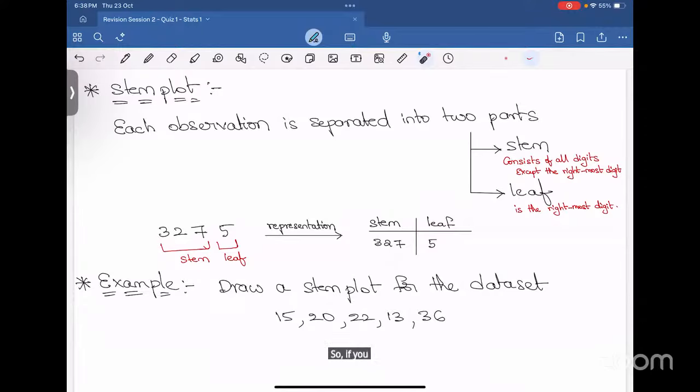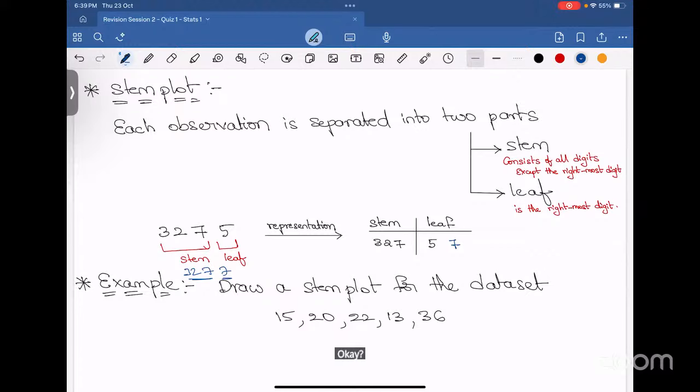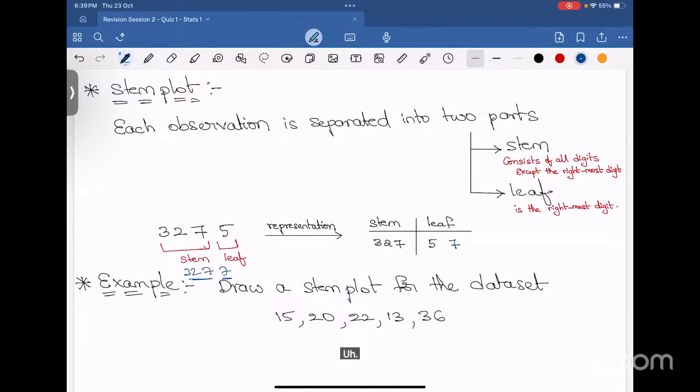So if you have one more data point like 3277, then this is the stem and this will be the leaf, and the representation will be 327 followed by leaf 5, and with some space 7. Sir, how do we represent a decimal? Can we represent a decimal number in the stem plot graph? We can, but that is out of scope for now. So we don't really deal with the decimal values right now.